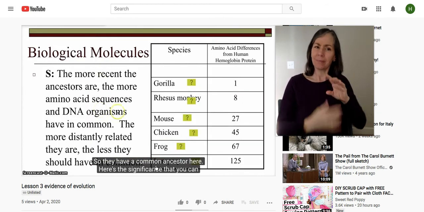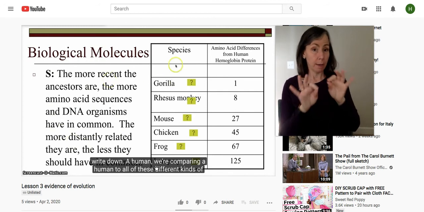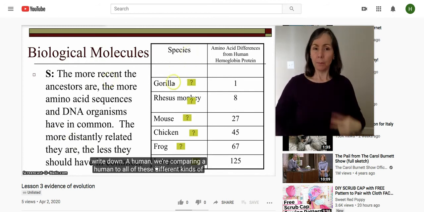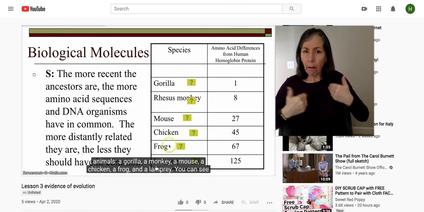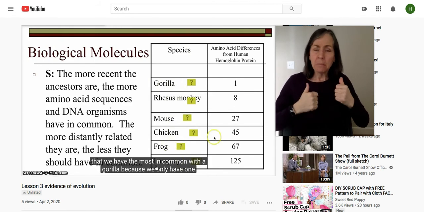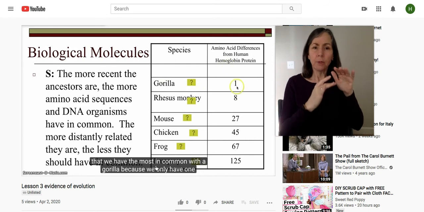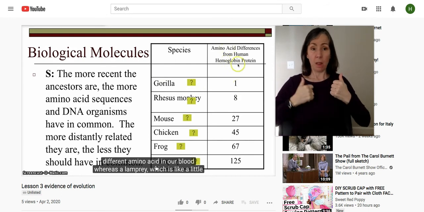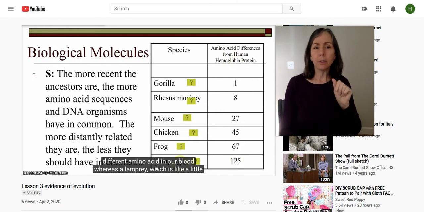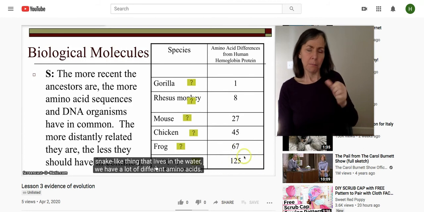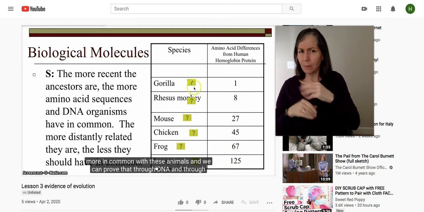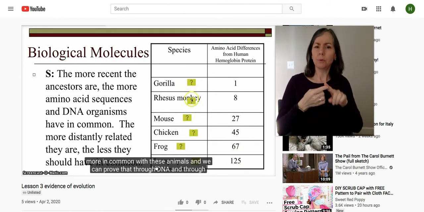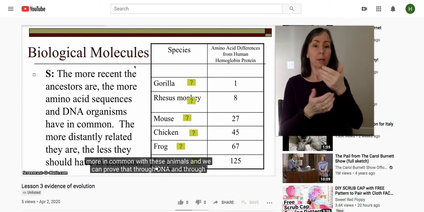Here's the significance that you can write down. We're comparing a human to all of these different kinds of animals: a gorilla, a monkey, a mouse, a chicken, a frog, and a lamprey. You can see that we have the most in common with the gorilla because we only have one different amino acid in our blood. Whereas a lamprey, which is like a snake-like thing that lives in the water, we have a lot of different amino acids. We're obviously not very closely related to that, or a frog or a chicken. We have more in common with these animals. And we can prove that through DNA and through proteins.